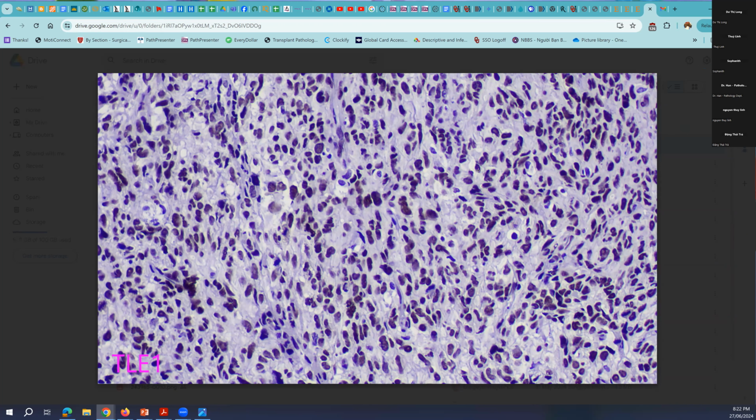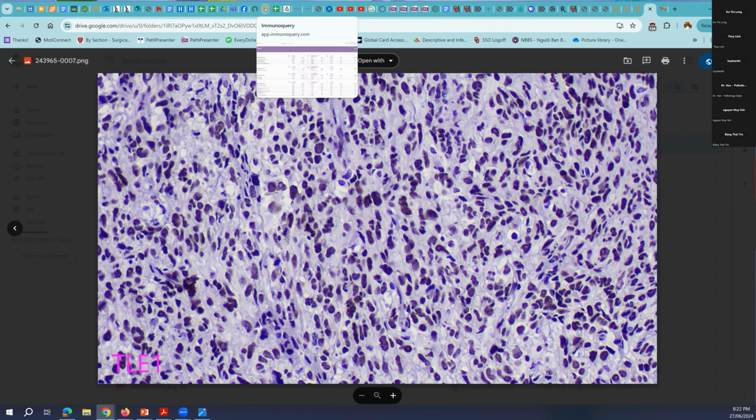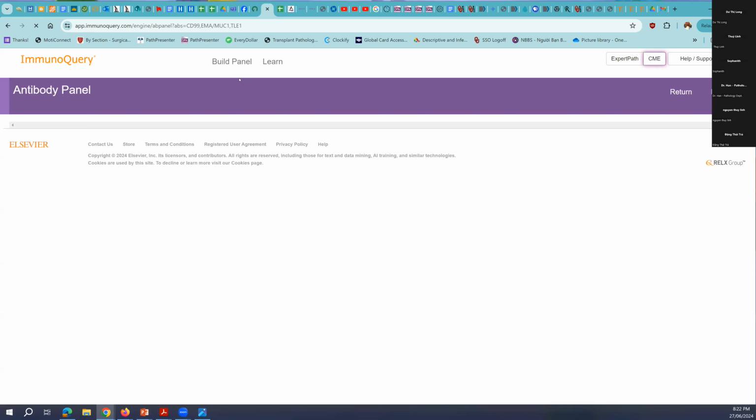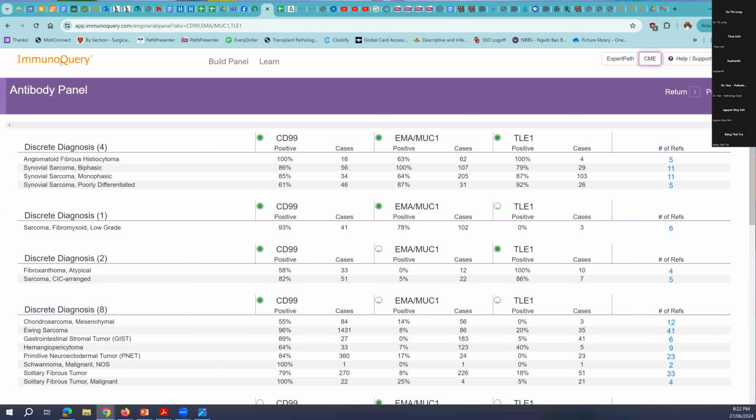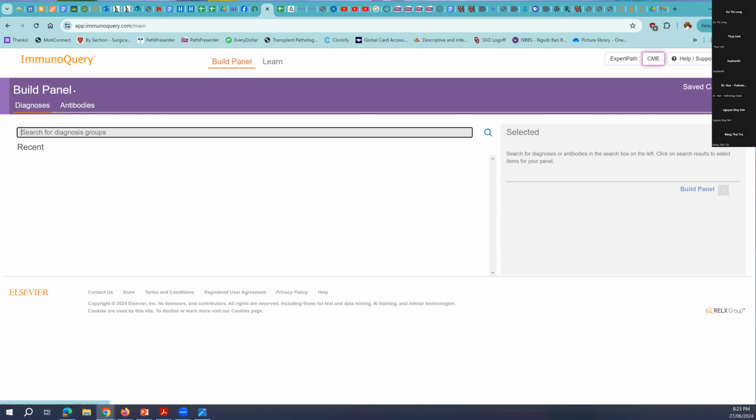What do we do with these stains? One of the tools that I use fairly frequently is immunoquery. This is a tool that allows us to, we can go back and look at the beginning, build a panel of stains using either the considered diagnoses that we're looking at, or, if we get a panel of antibodies and we're not quite sure if we've included all the possibilities, we can put in up to 3 antibodies and see what we should expect.